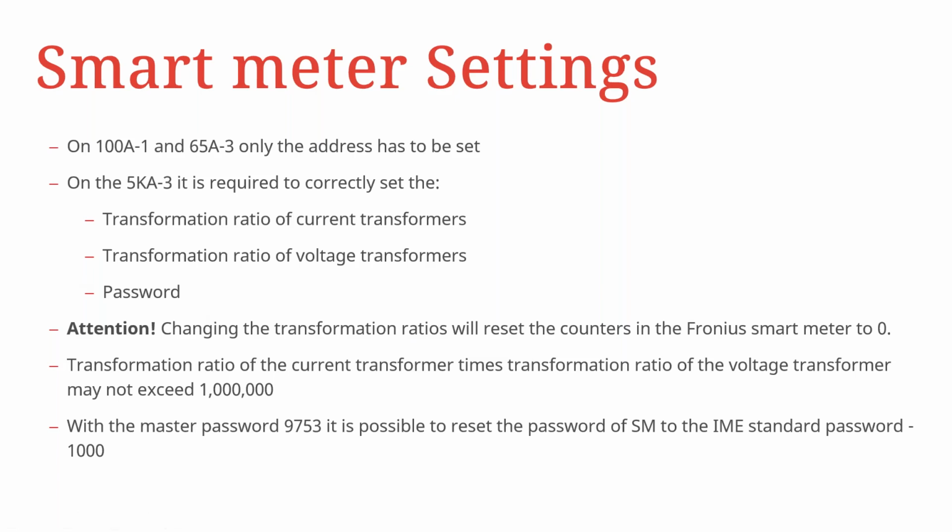So let's say you have a smart meter on site, and you've left for a month, and you now come back to change the CT ratios. You will then lose what the current counter has acquired during that month that the system has been running. With the master password 9753, it is possible to reset the password of the smart meter to the IME standard password of 1000.